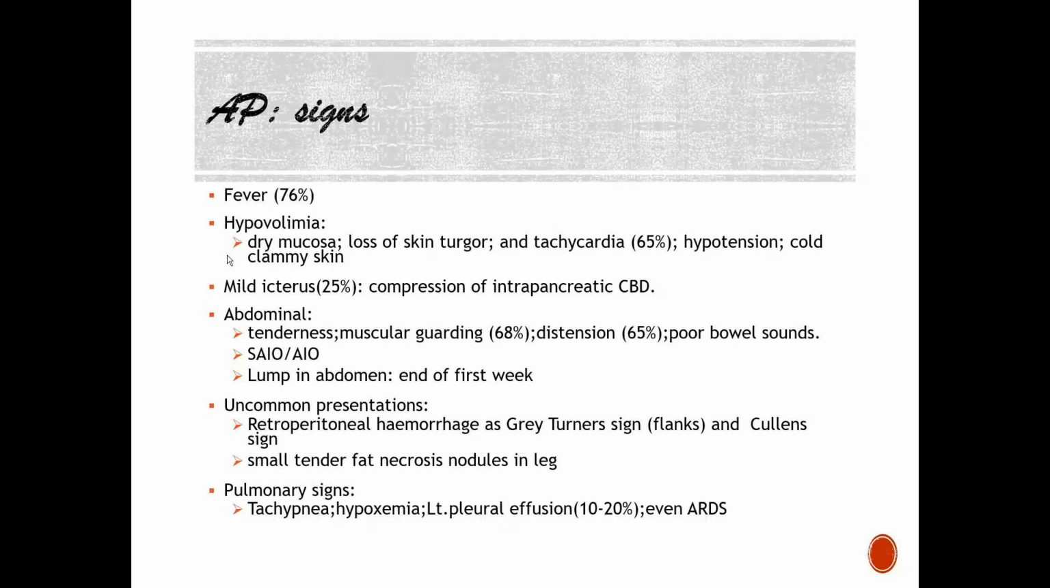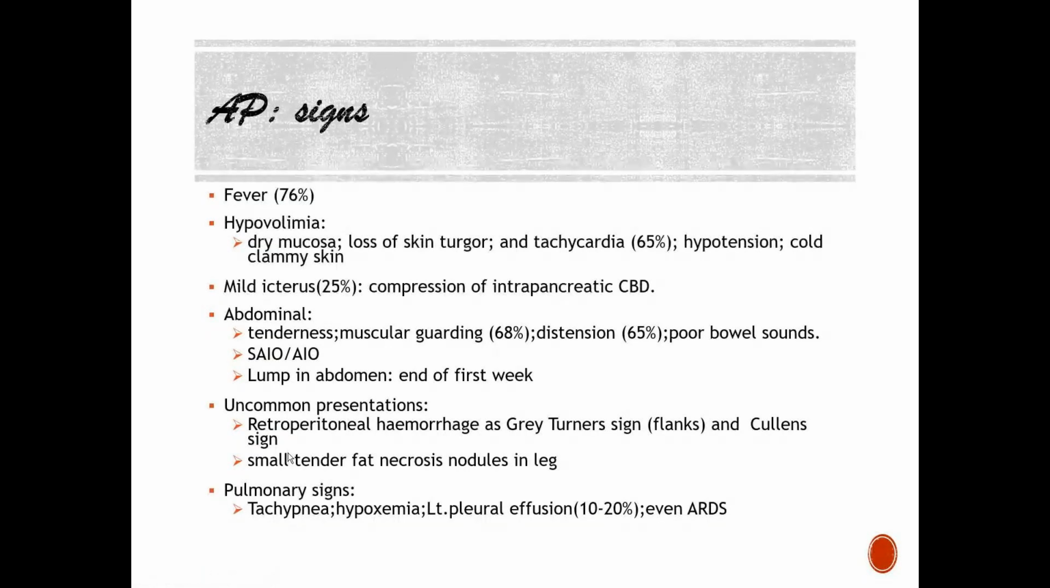That happens because of a jejunal adhesion to the transverse mesocolon, just underlying the inflamed pancreas, or later on, toward the end of the first week or later, you could start getting a lump in the abdomen depending upon the amount of collection in the peripancreatic region, right? Uncommon presentations could be retroperitoneal hemorrhage as Grey Turner sign where you have a flank discoloration, or Cullen sign which is periumbilical. And you can also have small tender fat necrosis nodules in the leg.